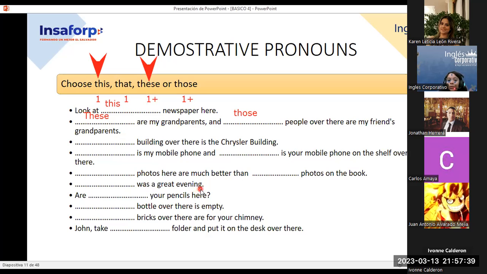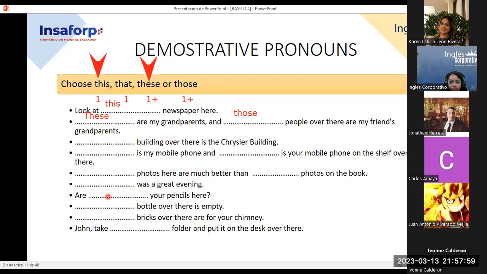Oh, pero ya pasó, está lejos. That was a great evening, exactly. So, aunque no estamos hablando de objetos, pero hablamos de cuestiones en tiempo, podemos utilizar siempre that. Ah, esa fue una gran noche, right? That was a great evening.